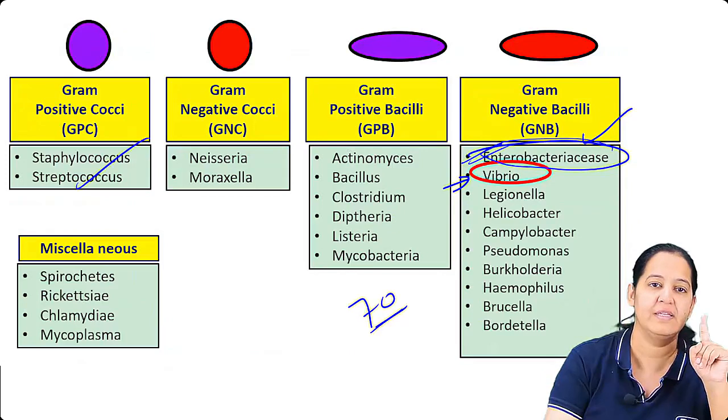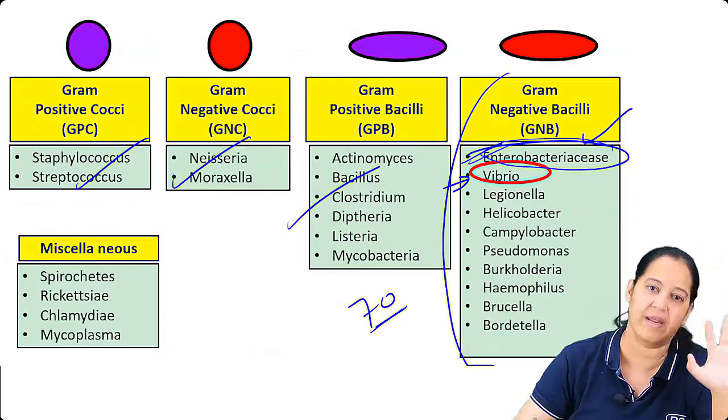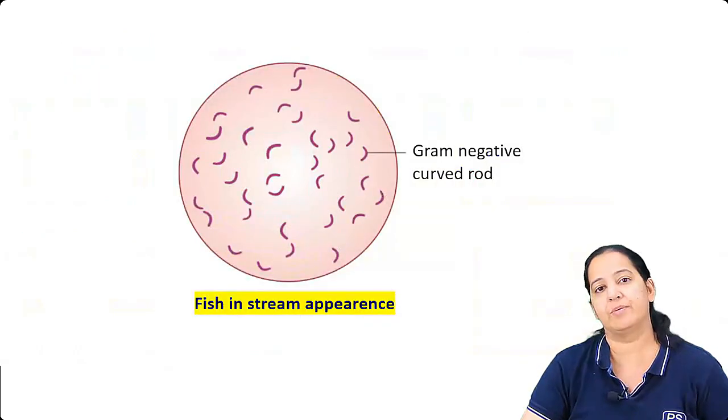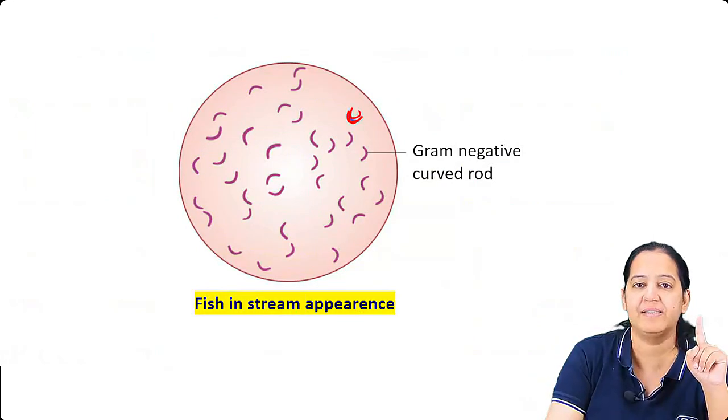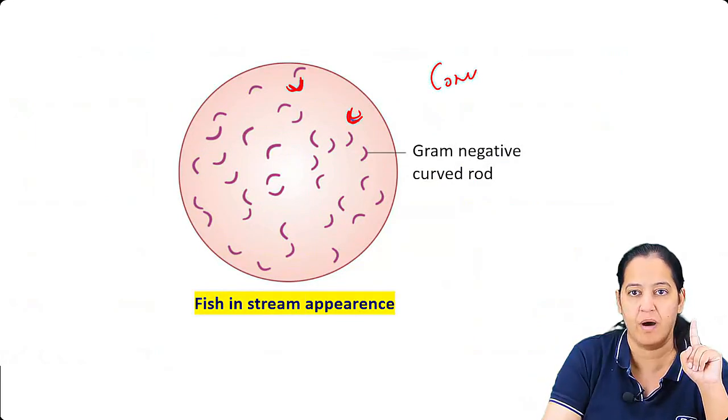So we have seen this, remaining all is falling in the last category. Let's start with Vibrio. This is the diagram of Vibrio. Vibrio, please learn, it's comma shaped. Please learn, very peculiar shape known as comma shaped.